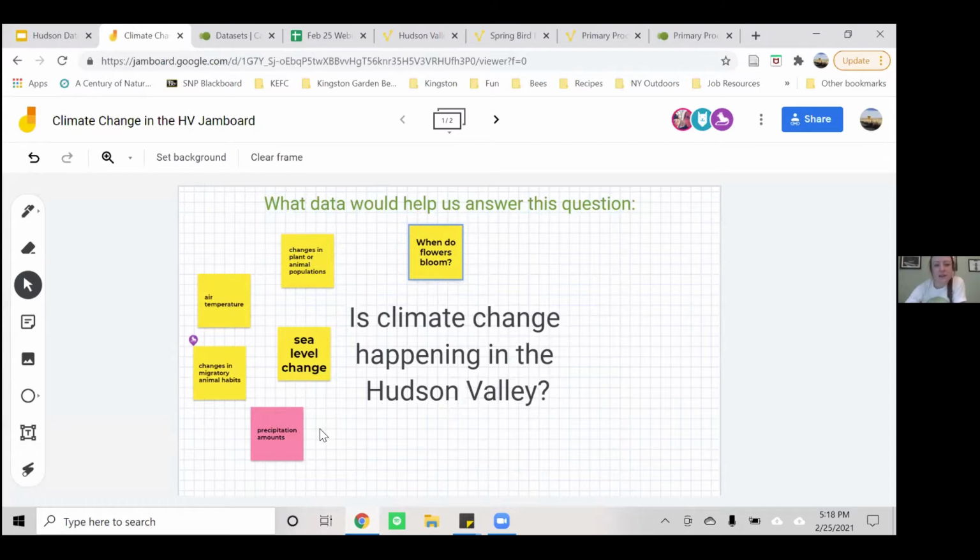Perfect. I love that. So these are some of the things that we could begin looking at to actually answer this question about whether climate change is happening in the Hudson Valley. I'm guessing if we looked at all of these, we would see strong signs that climate change is happening, but these are the kind of data that we would actually want to use and explore to support our hypothesis that climate change is happening in the Hudson Valley. So thanks for brainstorming with me. I'm going to show you some of the data that's actually available in the Hudson Data Jam for exploring these kinds of topics. Hang on just a sec.